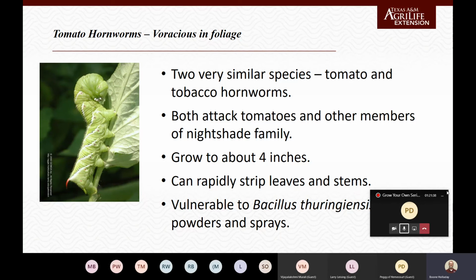But if you get out there early and dig around the plant, you find these, and the easiest way is just to remove them physically and get them out of there, or you can spray a BT product. It's a bacterium, so as they feed on the BT, it impacts their digestive system and they die.